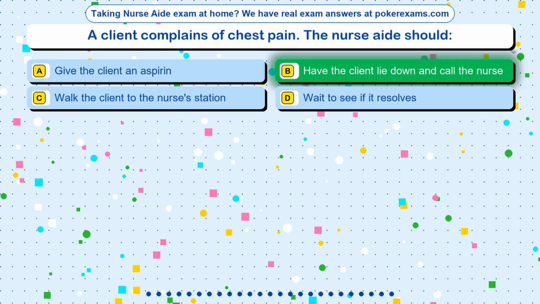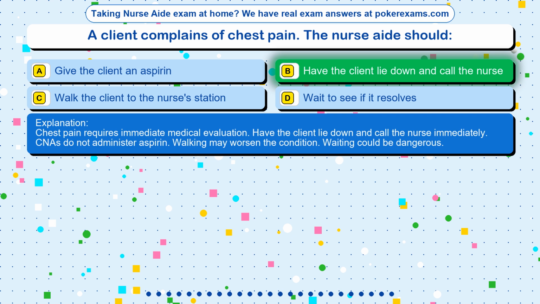The correct answer is option B. Have the client lie down and call the nurse. Chest pain requires immediate medical evaluation. Have the client lie down and call the nurse immediately. CNAs do not administer aspirin. Walking may worsen the condition. Waiting could be dangerous.